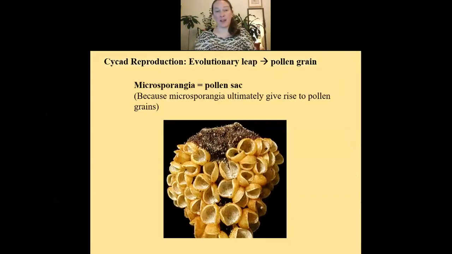Okay, so because the Microsporangia ultimately release pollen grains, we call the Microsporangia also pollen sac. It's the same thing. Calling it a pollen sac at this point just shows that we're in the seed plants, where the egg is inside of an ovule and the sperm are vectored via the pollen grain. So when the Microsporangia open to release their products, what they open and release are pollen grains.